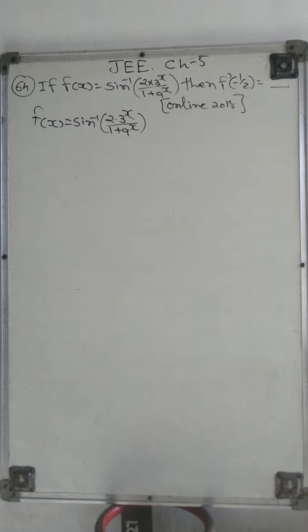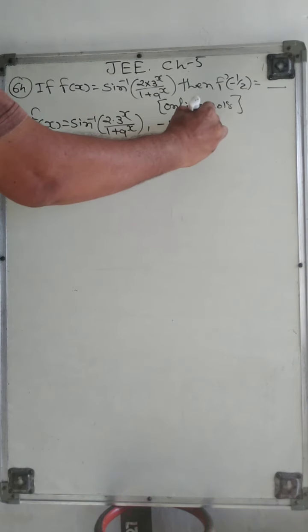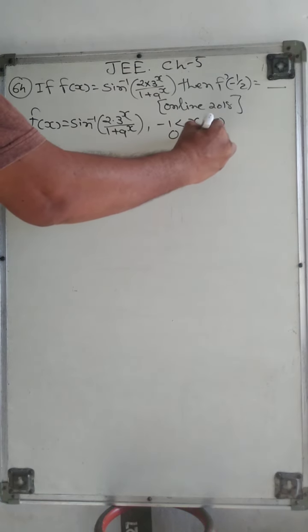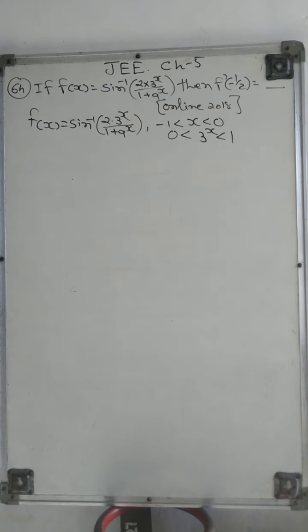Here the condition is also there, minus 1 less than x less than 0, and therefore when we take 3 raised to x, then 0 less than 3 raised to x is less than 1. Okay, now here we split this sine inverse, or we are taking sine inverse of this 2 into 3 raised to x upon 1 plus 9 raised to x.